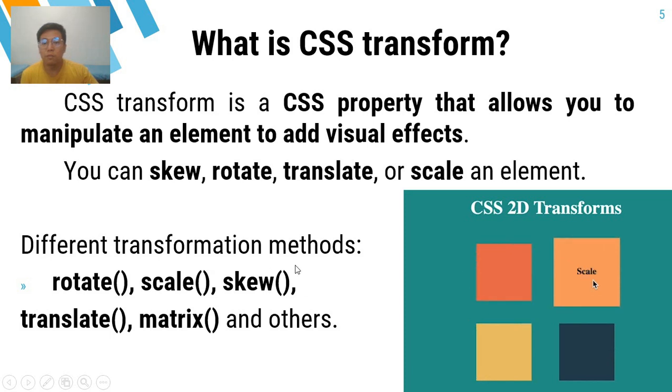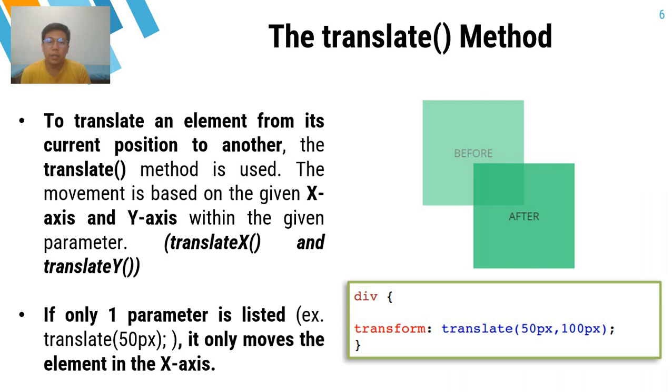The different transformational methods that we can apply on our website are rotate, scale, skew, translate, matrix, and others. So we start with the translate method. To translate an element from its current position to another, the translate method is used. The movement is based on the x and y axis in our Cartesian plane within the given parameter. Translate x for the first value and translate y for the second value. If only one parameter is listed, for example translate 50px, it only moves the element in the x-axis.